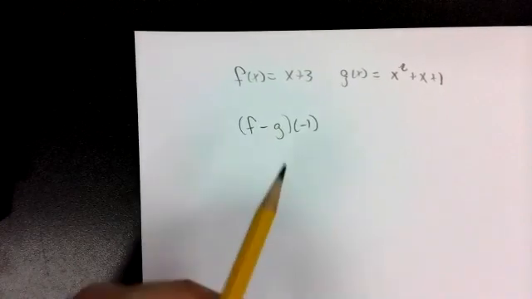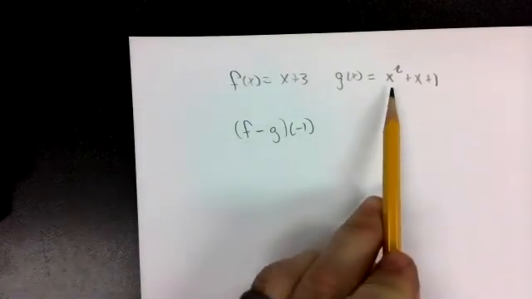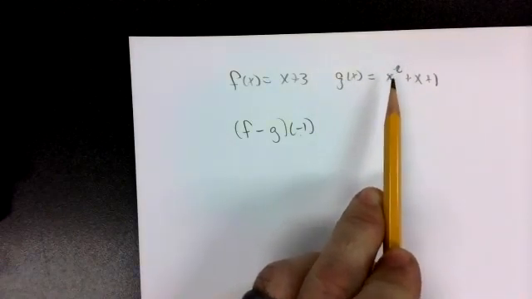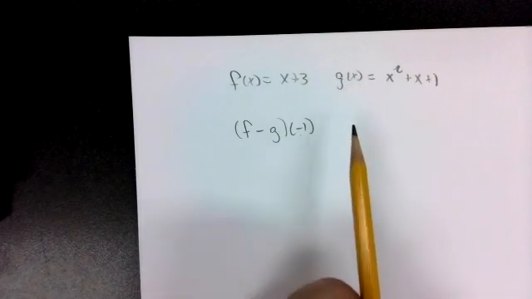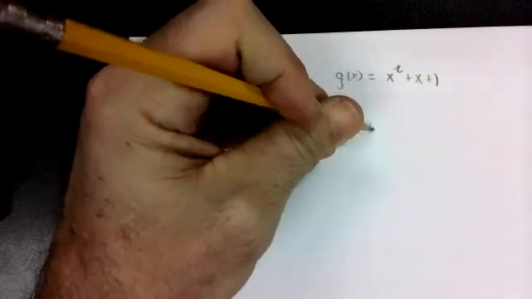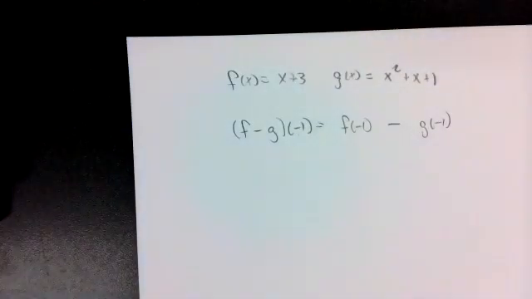Okay, and I did this on the last problem and didn't make a big deal about it, but when you start dealing with negatives, it's going to be important to include parentheses, because when you plug in something squared, a negative squared, the parentheses are going to matter, and I'll talk about that in just a second. But again, this problem implies, I want to find the f of negative 1, and then I want to find the g of negative 1, and I'm going to subtract those two values, one from the other.